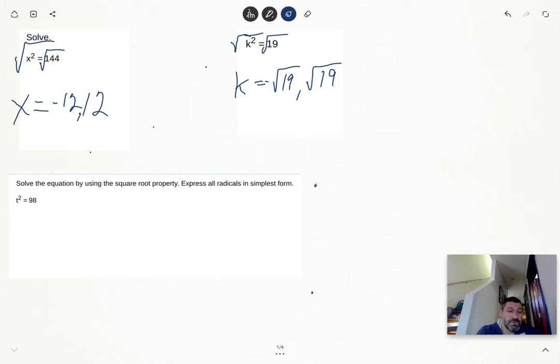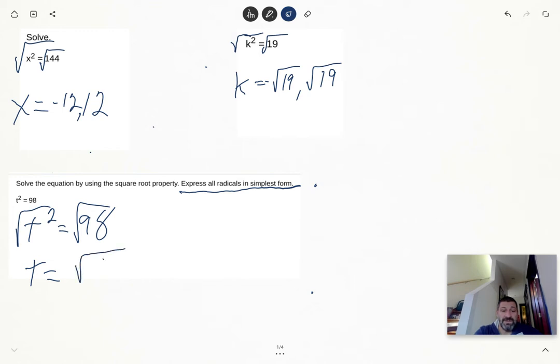Okay, so let's go one step further. If I have t squared equals 98, we are going to take the square root of both sides. And notice this says express all radicals in simplest form. If you had me for semester number 1, you would know that there was a section on simplifying radicals. So in this case, we are going to have to go ahead and simplify that radical. Okay, so first of all, we end up with t equals the square root of 98. Okay, but that can be simplified.